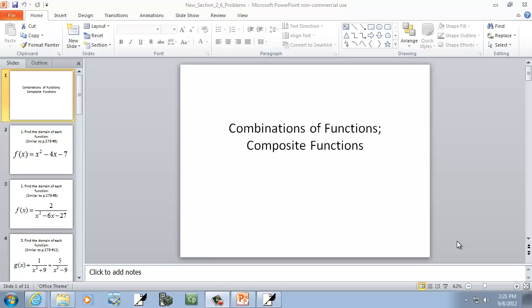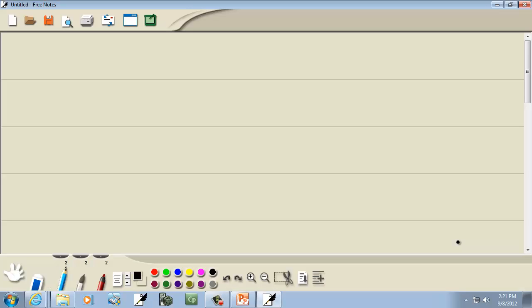Let's take a look at combinations of functions and composite functions. First thing we're going to talk about is domain. Now domain is all of your x values where your graph exists, and by default it's all real numbers.